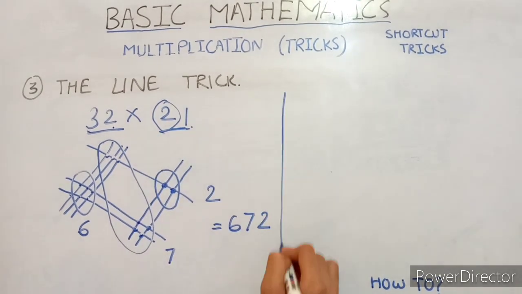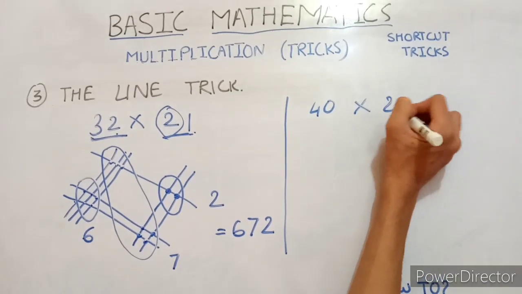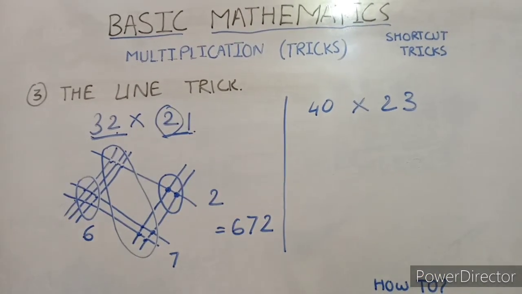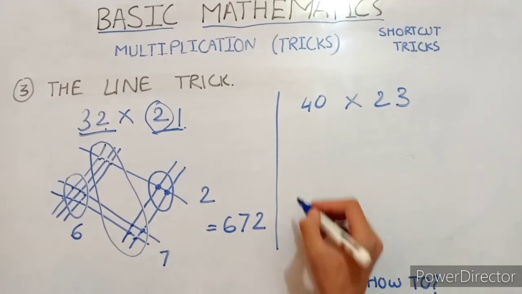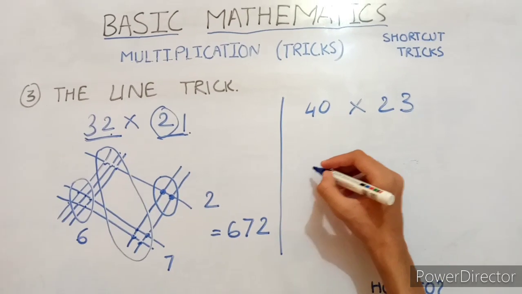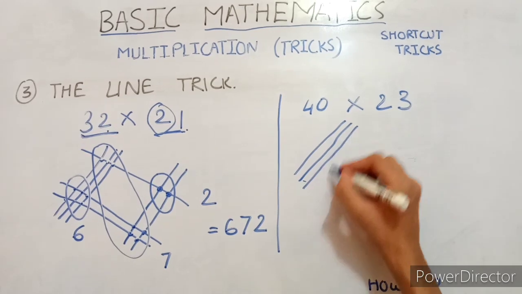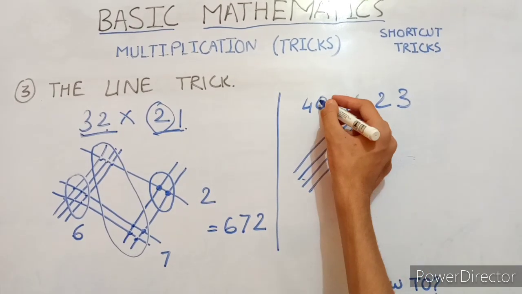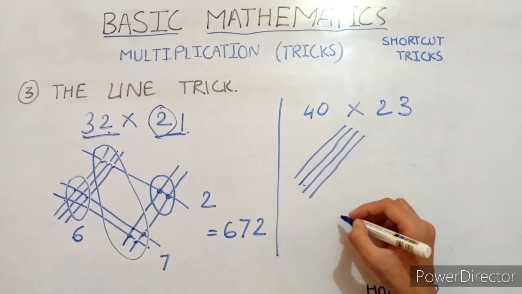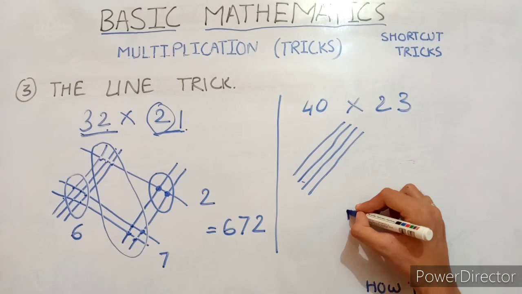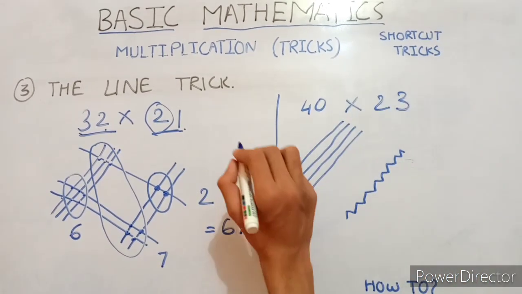Now let's take one more example. Let's see 40 into 23. Now the question is, what we have to do when the second digit is 0. Let me show you. Let's first draw here 4 lines. 1, 2, 3, 4. When a digit is 0, you can draw any other kind of line. See here I am drawing this zigzag line. This line will represent 0.